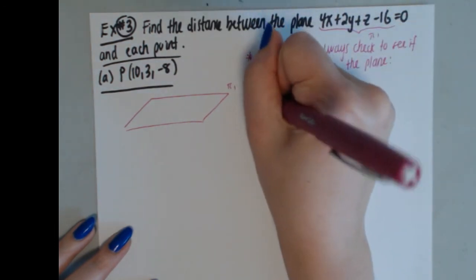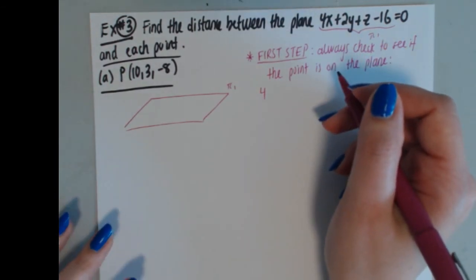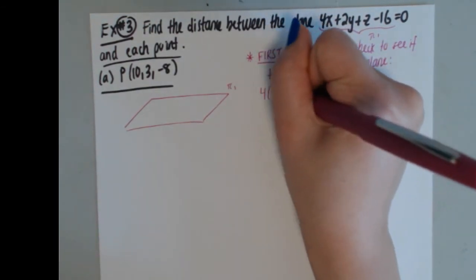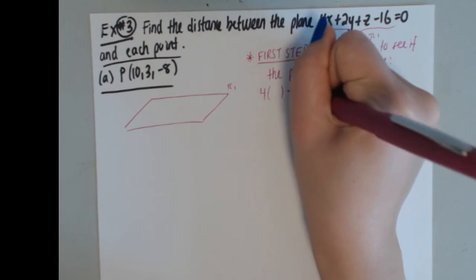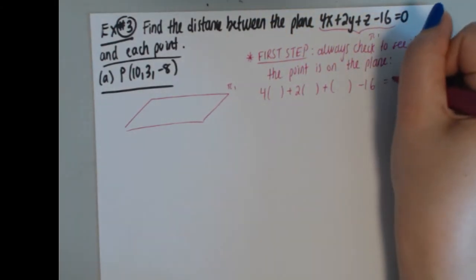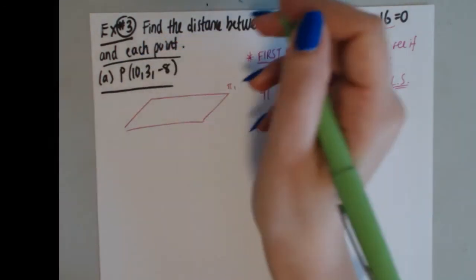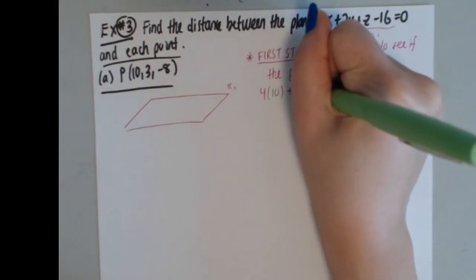All right, so here we go. The plane is 4x plus 2y plus z minus 16 equals 0. So let's do this: 4x plus 2y plus z minus 16. That's the left side, and I know the right side is 0. We're plugging in this point right here, 10, 3, minus 8.